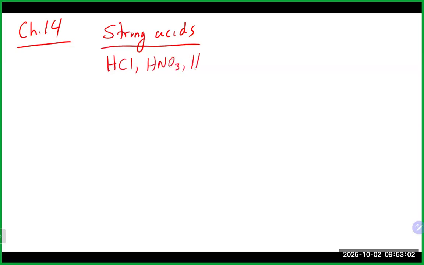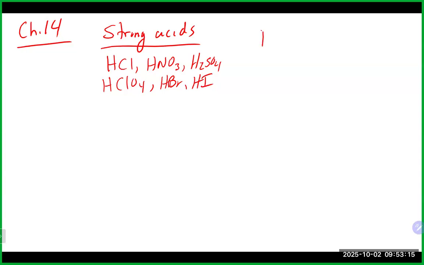We were talking about acids and bases, obviously, in this chapter. And remember, there's sort of a list of strong acids. And again, that's HCl, HNO3, H2SO4, HClO4, HBr, and HI. So this list of strong acids are really good to know.